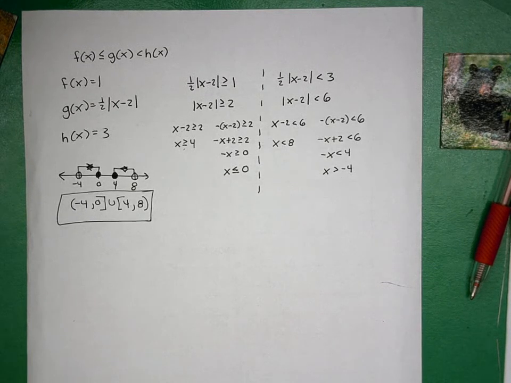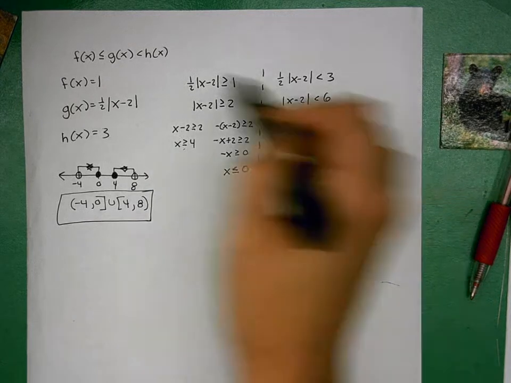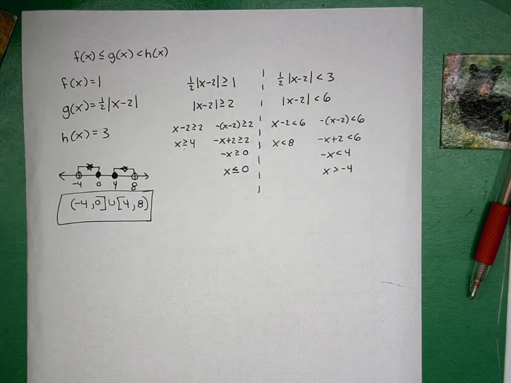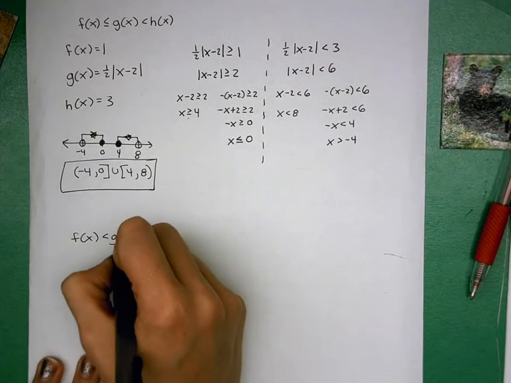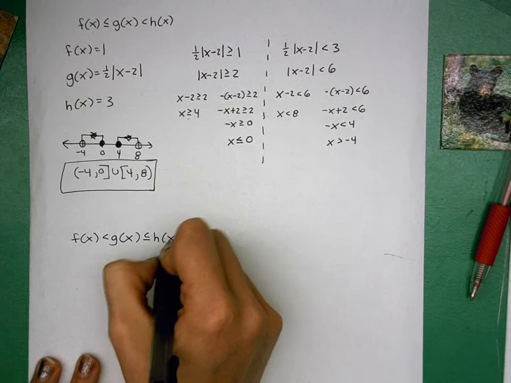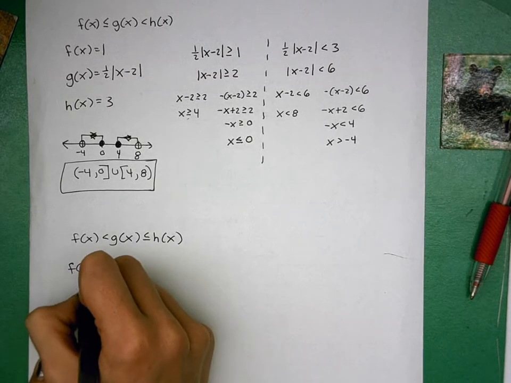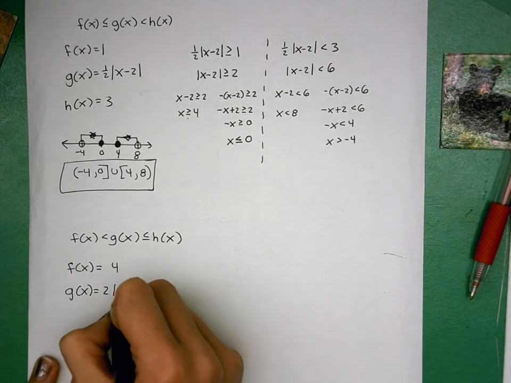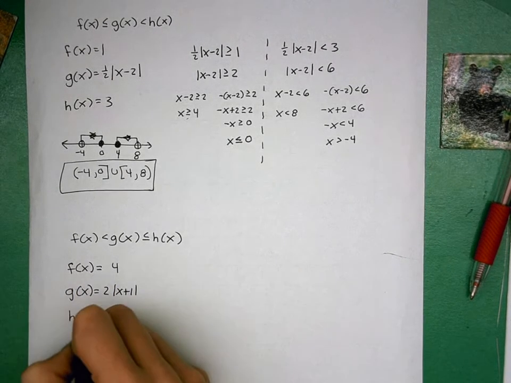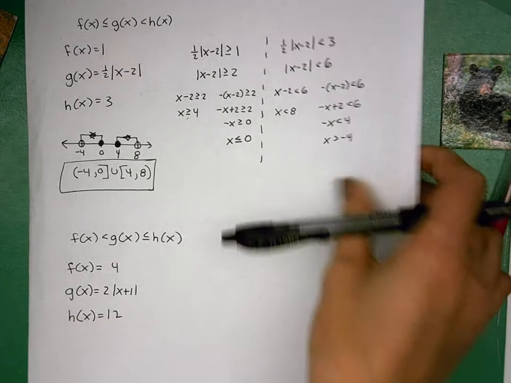Maybe go through and graph this one after you graph the one that's on the video as some extra graphing practice if you'd like. Or conversely, if you watch the graphing one, then maybe go back and solve that graphing one algebraically as extra practice of this process. Okay? But I am going to give you one more in this vein. Let's do f of x is less than g of x is less than or equal to h of x, when f of x equals 4, g of x equals 2 times the absolute value of x plus 1, and h of x equals 12. Okay, go ahead and pause the video, restart it when you are ready.